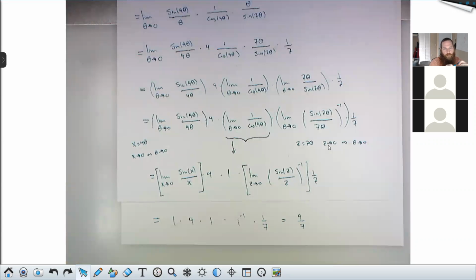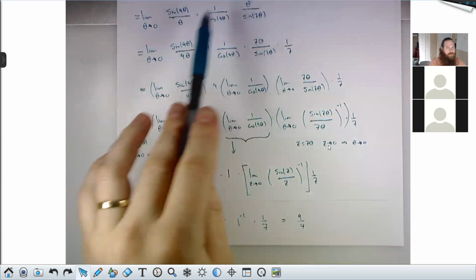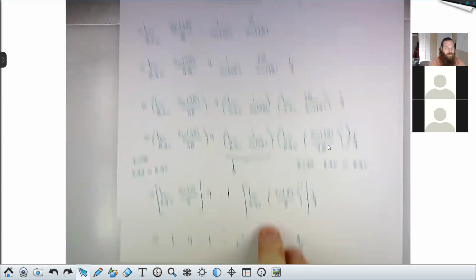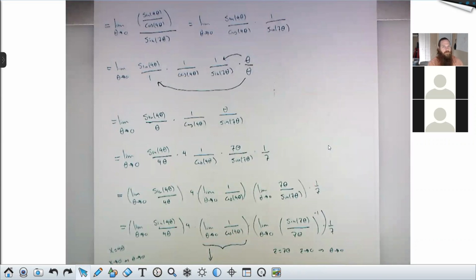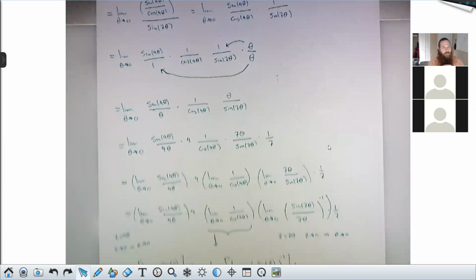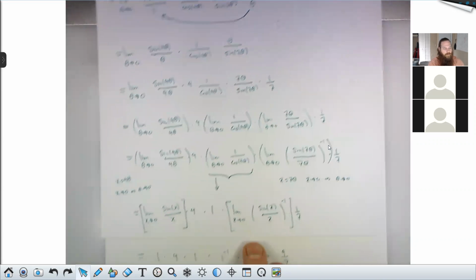I think kind of the sneaky thing with this problem is that you have to introduce not just the constants, but also these thetas, right? If you go up one more line, we didn't originally have the variable downstairs. I multiplied by theta over theta after splitting everything up to get started.